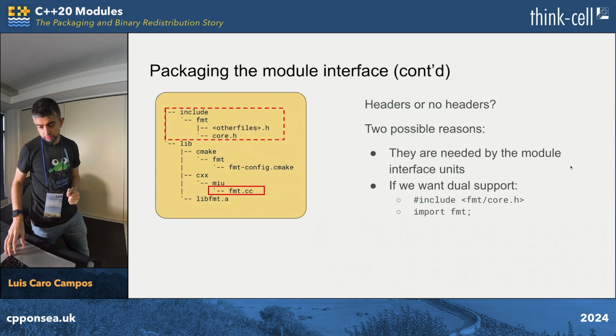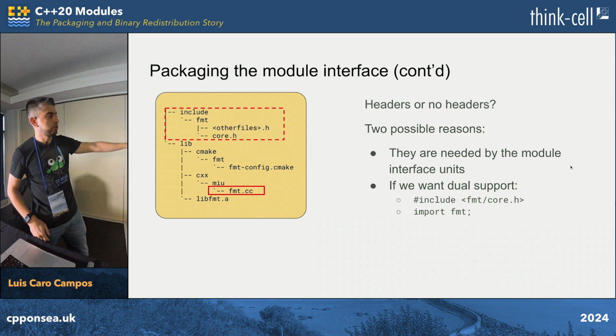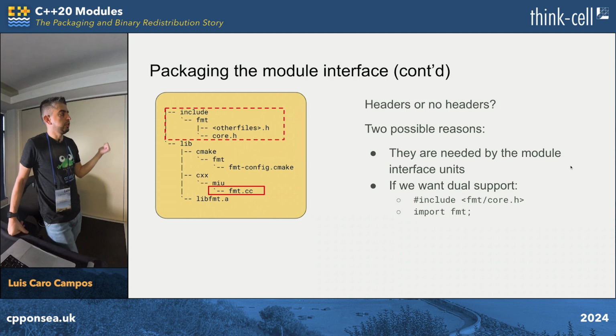The last bit that I wanted to mention is we are packaging fmt.cc, obviously, because it does export. We are packaging the CMake configuration file. We package the compiled library. Do we need to also bundle includes, right?